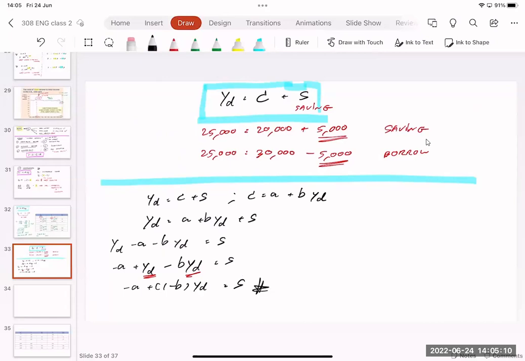Now I have the saving equation. Before, I had the consumption equation, C equals A plus B YD. And now I have the saving equation: S equals minus A plus (1 minus B) YD. This is how I derive the saving equation.